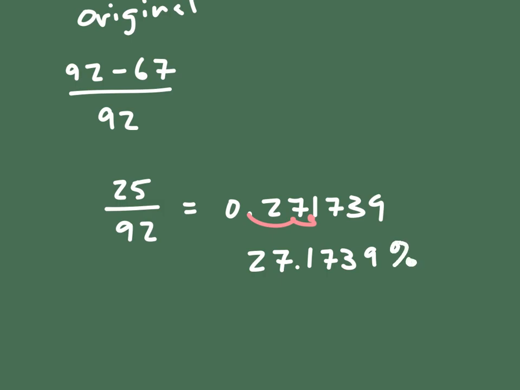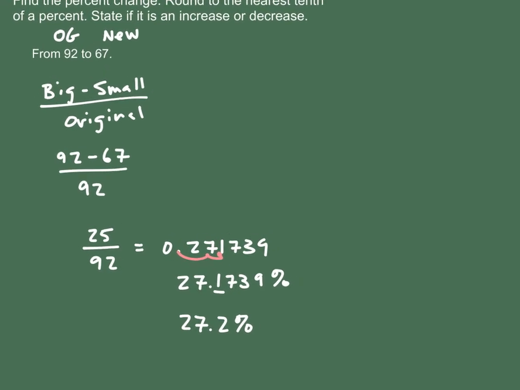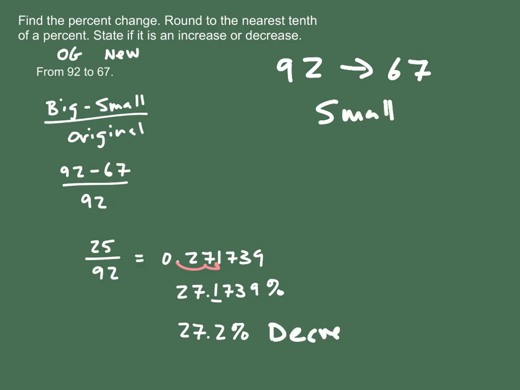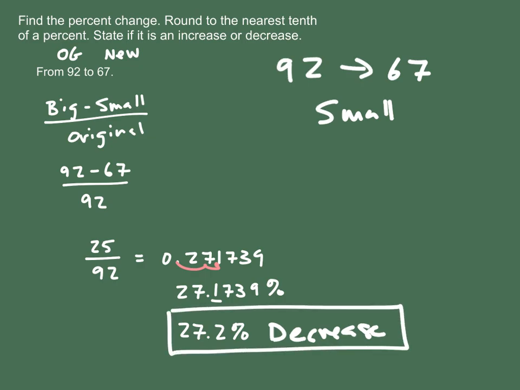We want to round this to the nearest tenth. Here's our tenths spot. The number to the right is 7. That's 5 and above, so we're going to increase this by 1. So our new rounded percentage is 27.2%. Now, is this an increase or a decrease? We went from 92 to 67. These numbers are getting small. Therefore, this is a decrease. So 27.2% decrease is what we get for that.